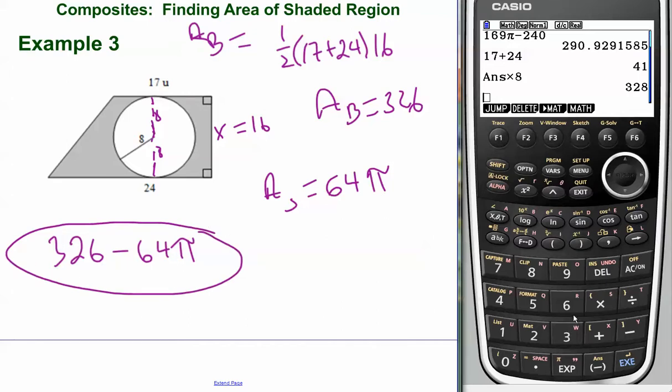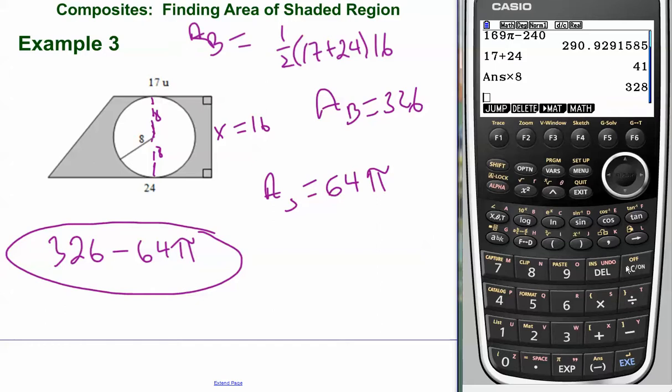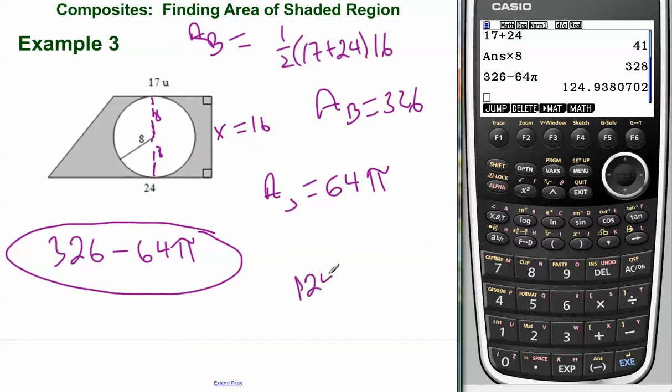If I say round to the nearest hundredths, let's go ahead and do this. 328 minus shift. Whoopsie, I didn't mean to hit shift, so I'll do 64 on the end. Syntax error. My calculator hates me. All right, 328 minus 64 shift pi. Yeah, there we go. Okay, so 124.94. There we go. Okie dokie.